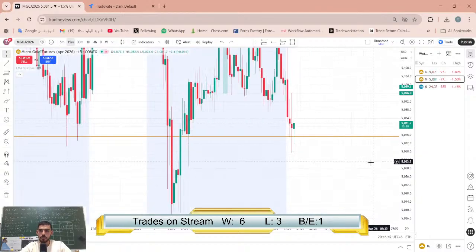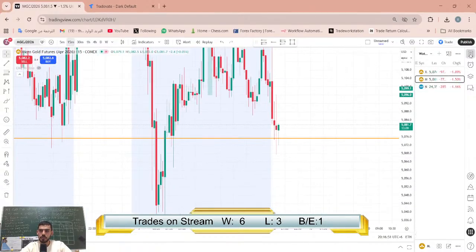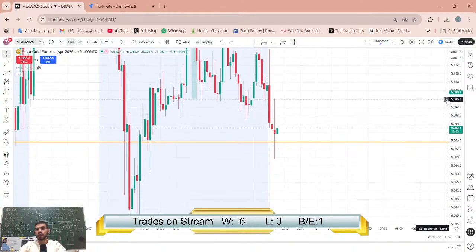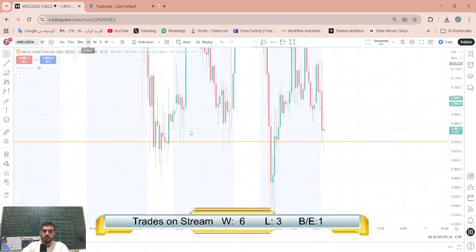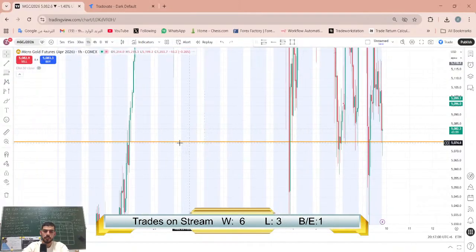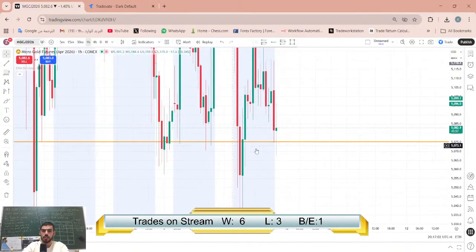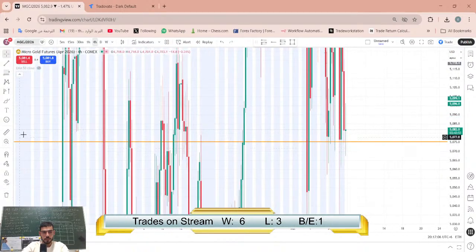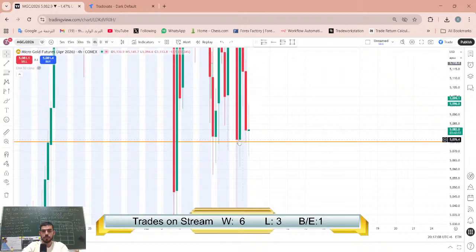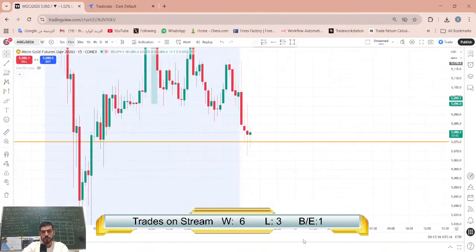Any type of support that is being formed, we can anticipate that and enter buys based on that because it's like a strong rejection area down here. Very strong rejection area, and as you can see, this 4 hour candle didn't close below here. So yeah.